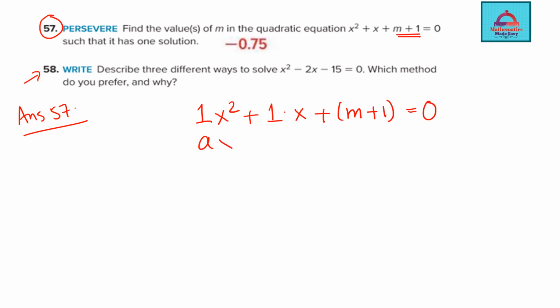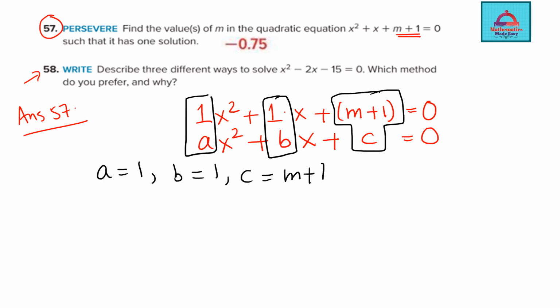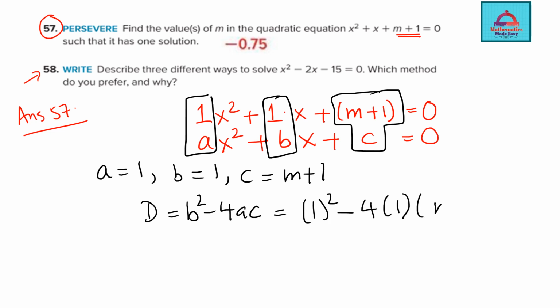So now let's compare with standard form. It's quite easy for you to identify that your A is 1, your B is also 1, whereas your C is the number m plus 1. So I use A as 1, B as 1, and C as m plus 1 in my discriminant formula. I'm trying to find my discriminant, you're already aware of the formula. So let's plug in. B is 1, A is also 1, and C is m plus 1.